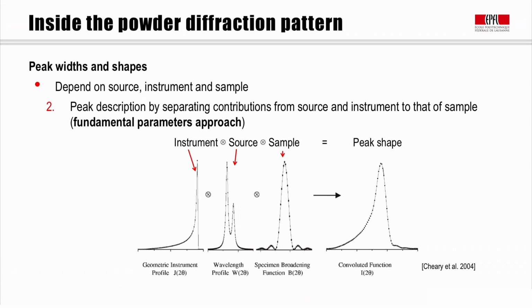Another way is the fundamental parameters approach. Here, one starts from the assumption that yes, we can separate the instrumental, the source, and the sample contributions from each other. To do this, one needs to know the source profile and the instrument profile. The instrument profile can be calculated from optical parameters, and they are established by typical physical equations. The source profile is also usually known for commercial sources, so one can easily fix those and then just retain the contribution by the sample broadening.